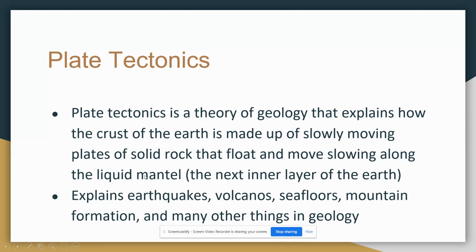Well, this theory, the theory that the plates of the Earth are moving slowly along this surface of liquid, helps explain earthquakes, volcanoes, seafloors, mountain formation, and many other things in geology. So it's a comprehensive theory that explains the evidence that we have around us. All of these are examples of evidence that we use to support this theory.